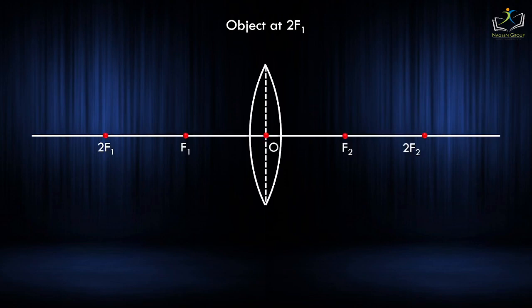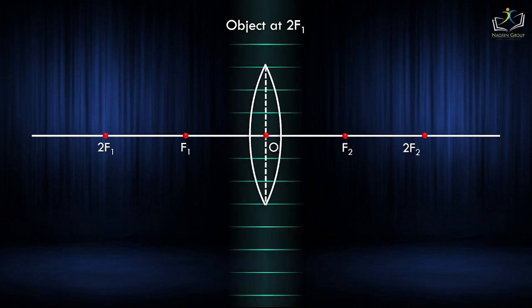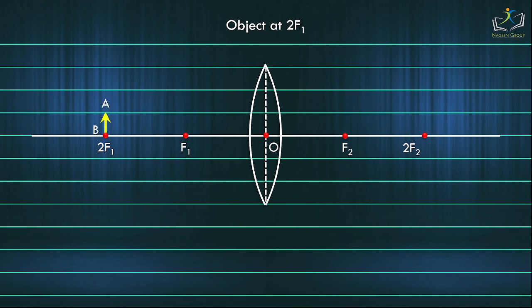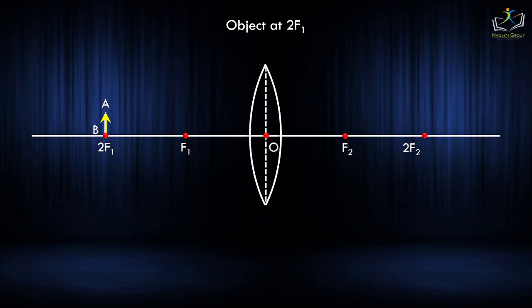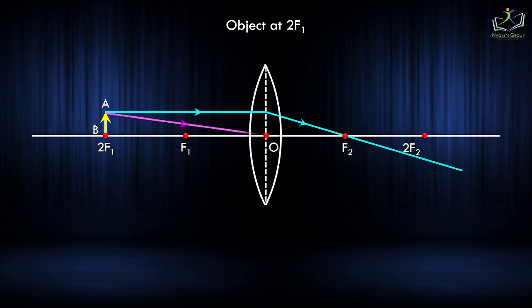Now let's take our object at 2F1. This is the object AB here. Now a line which is parallel to the principal axis, we know that it will pass through the focus. Here it passes through F2. Now another line which is passing through O. O is the optical center. Here it passes without any change in its direction. Now, where you observe, these two lines intersect at 2F2. So, here this is the image.